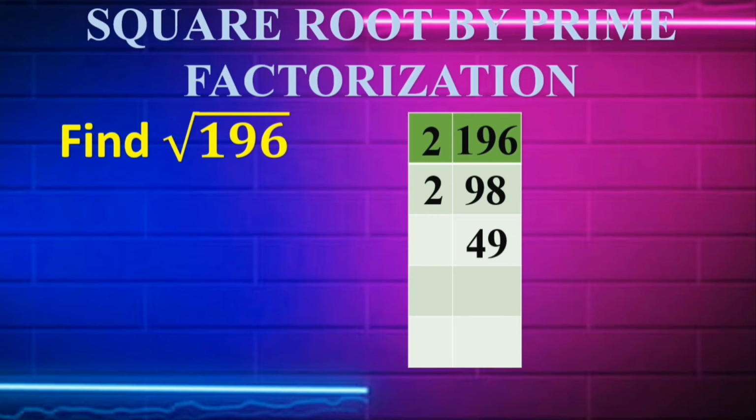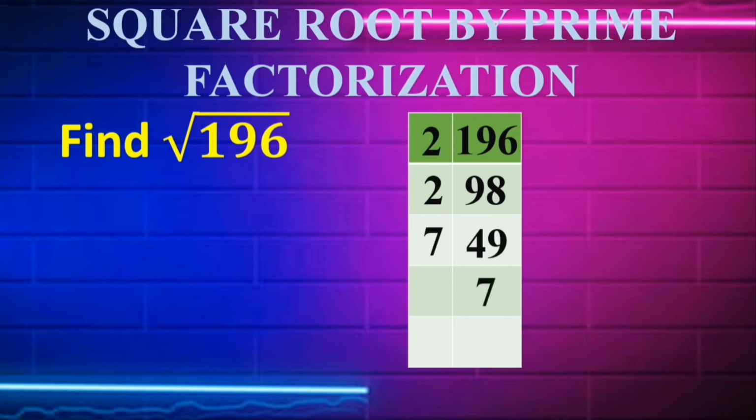Let's check the next prime number. The next prime number is 3. Can 3 go into 49 with no remainder? Of course not. Let's check 5. 5 is the next prime number. Can 5 go into 49 with no remainder? Of course not. Now the next prime number is 7. Can 7 go into 49 with no remainder? Of course, yes. 7 into 49 is 7.